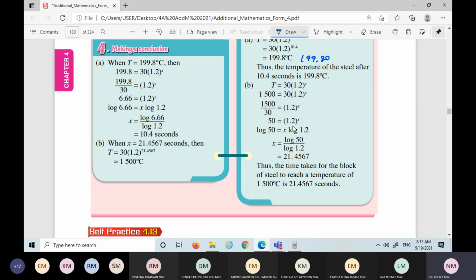When we come to here, same as just now, you have to log both sides, because the 50 you cannot write as 1.2 to some power. So log both sides. Log 50 is equal to log 1.2, with the X dragged in front. Then log 1.2 moves to this side and becomes divide.